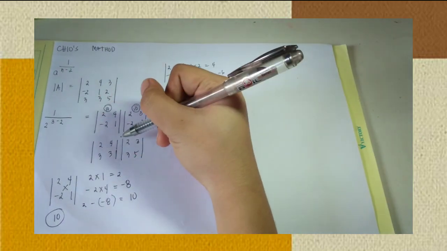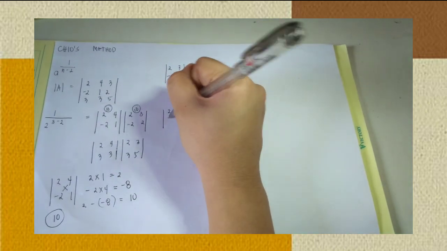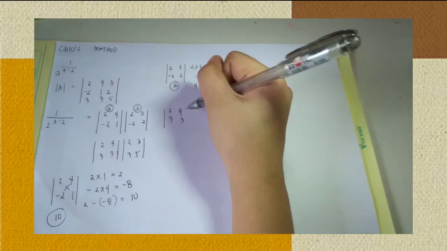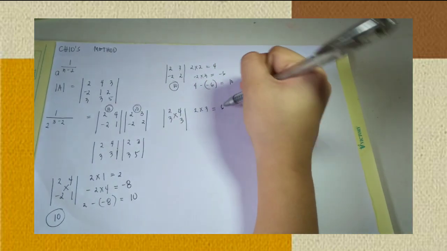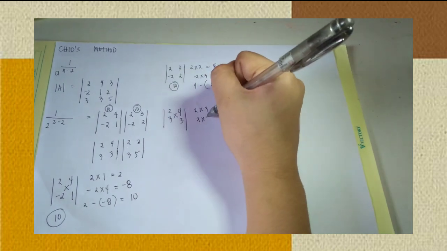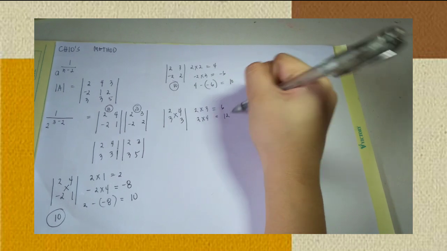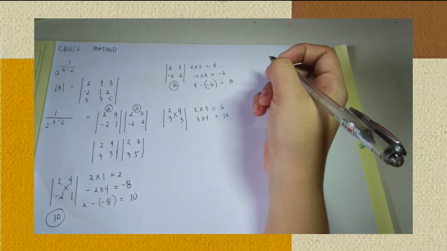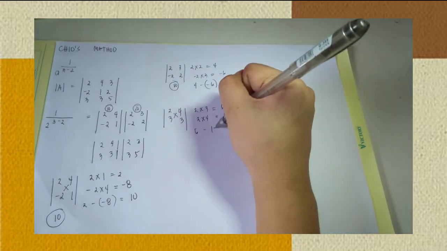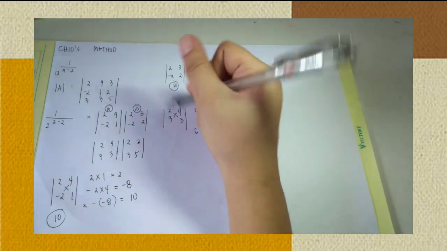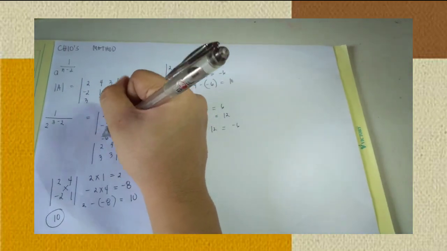Next is the 2 and 4, 3 and 3. Cross multiply. 2 times 3 is equal to 6. 3 times 4 is equal to 12. So 6 minus 12 is equal to negative 6. So the value of this is negative 6.